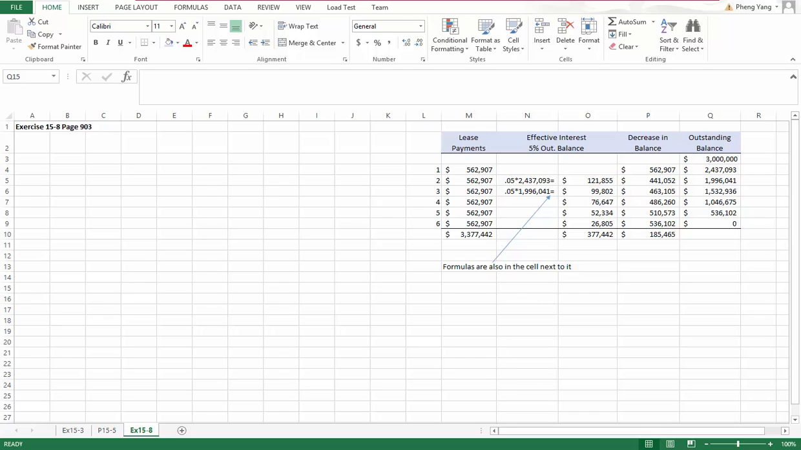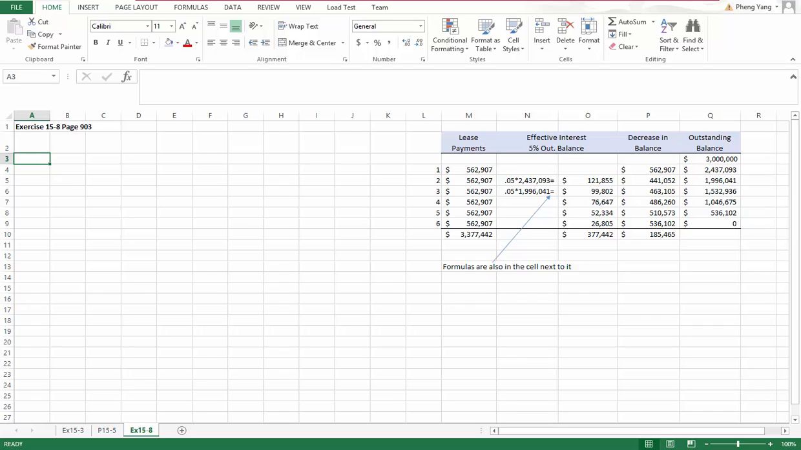Hi class, and welcome to video number 3 for capital leases on exercise 15-8, and this will be on page 903. Once again, it wasn't required to do this amortization table, but I made it anyway so that it'll be easier to make our payment entries or journal entries for the requirements of this exercise.